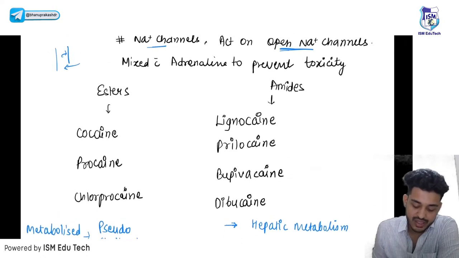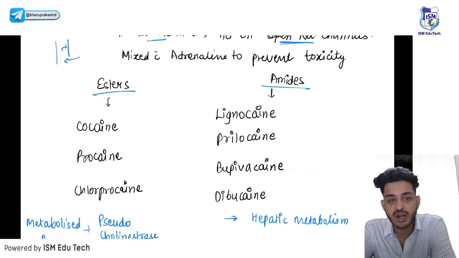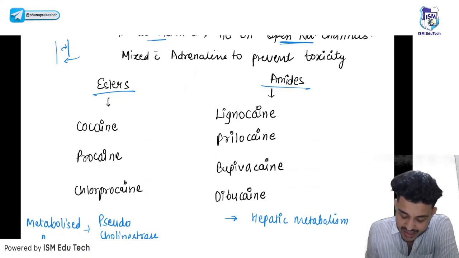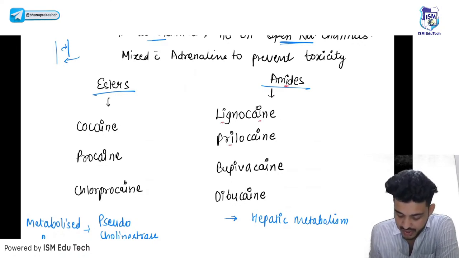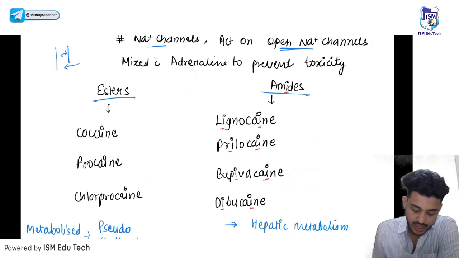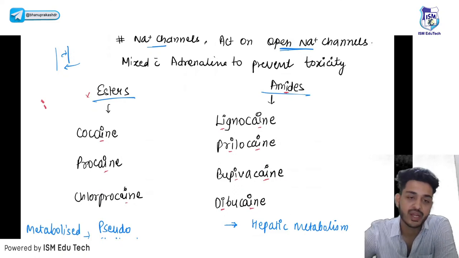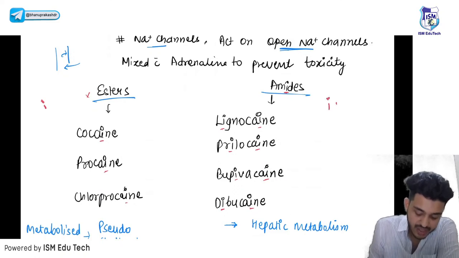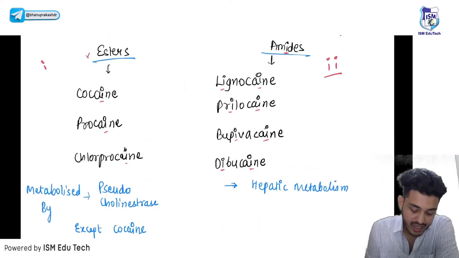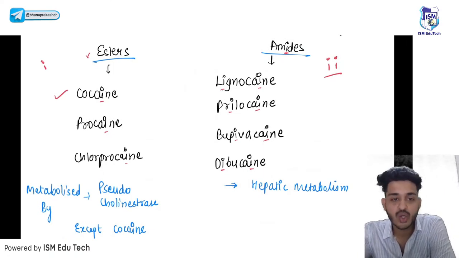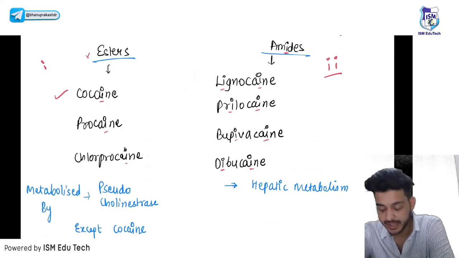So basically we have already seen the two classes. First one is your esters. Second one is your amides. How to remember, guys? In amides, there is an I, and if there is a single I in the name, it is an ester; amides will have 2 I's. Ibu, all these will be having 2 I's. In esters, there will be only a single I. That is your cocaine, procaine, or chlorprocaine. In amides, there will be 2 I's. This is how you can identify whether it is an ester or an amide. Okay, in esters, we have to remember cocaine, procaine, and chlorprocaine. Amides, we are going to see lignocaine, prilocaine, bupivacaine, and dibucaine.